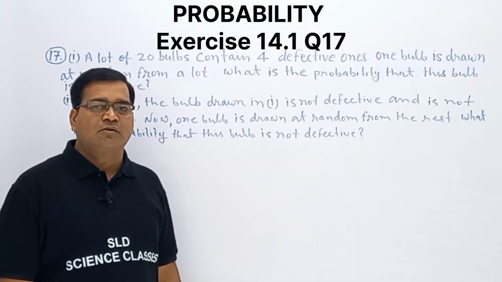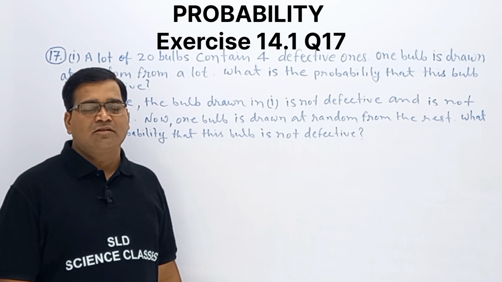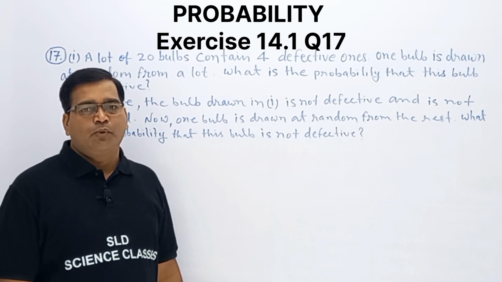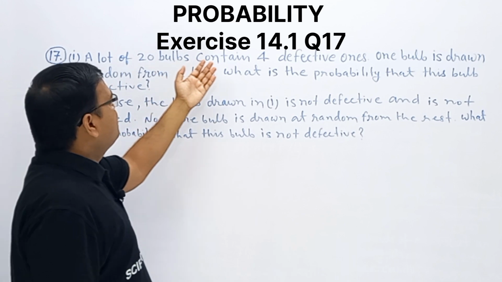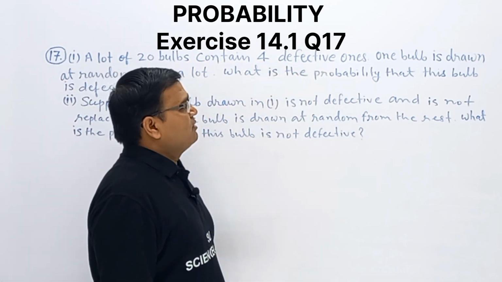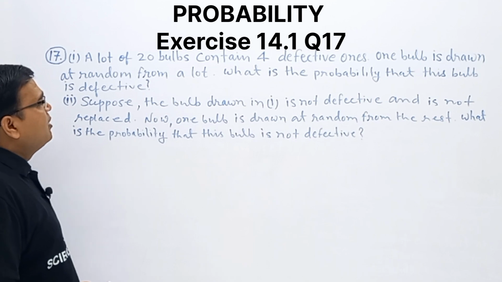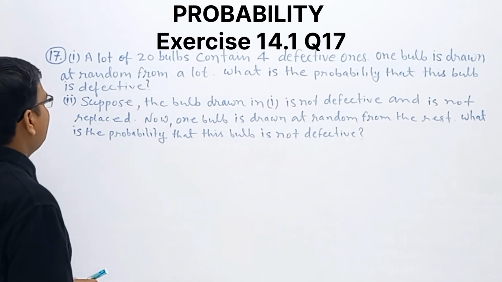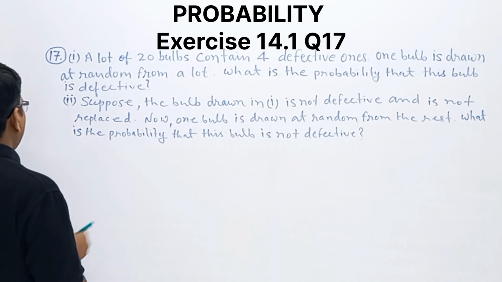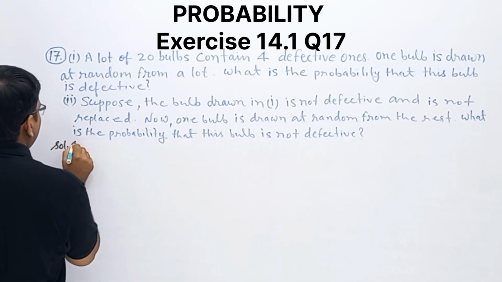In this class, we are going to discuss question number 17, exercise 14.1, probability. Observe this question. A lot of 20 bulbs contains 4 defective ones. What is the total number of bulbs in the lot? 20. So, observe the solution of the first one.